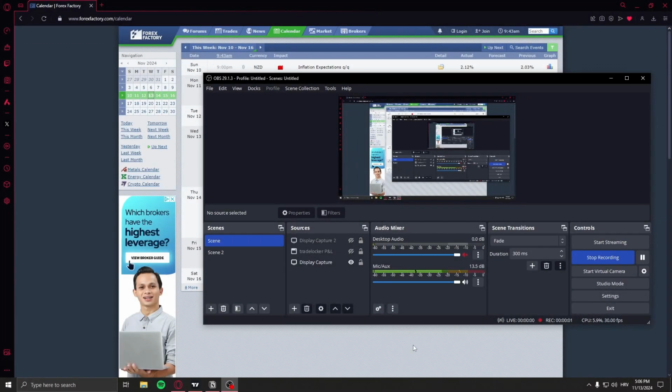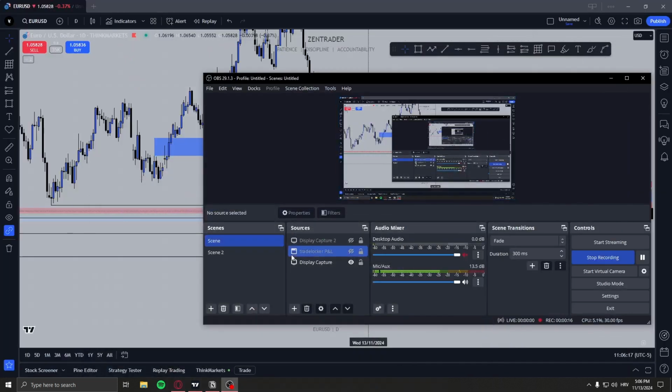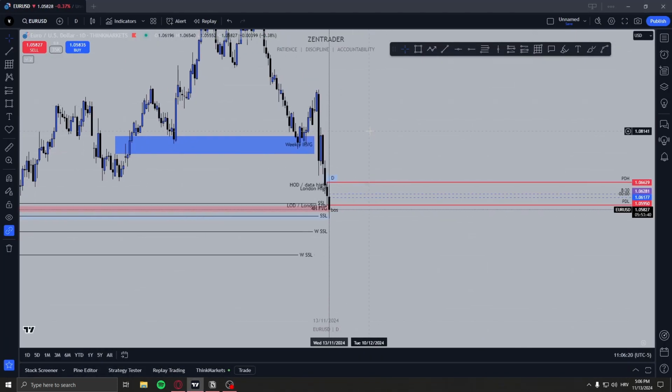Okay, so let's review today's price action. We can start from the economic calendar, where we can see that today we have USD red folder news, which means we can trade Euro USD, and that's enough for me. Okay, that's the only thing we need. Okay, now we can hop onto the daily time frame on the Euro USD.